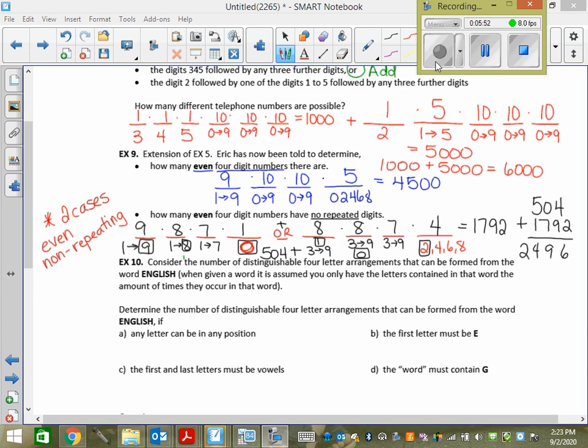2,496. Do you agree? I did not line them up properly, so. There's no way. It's 2296. Right? I need to move this over. It'll be 6, 9, 12, 22. Yeah. 2,296.